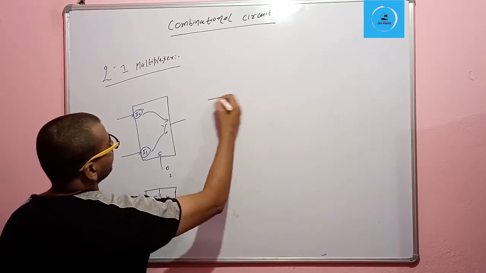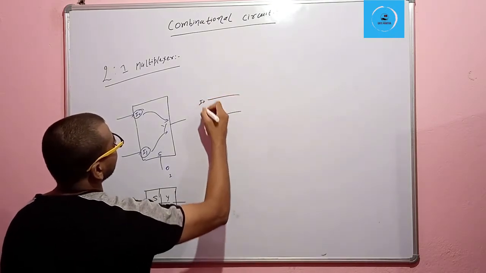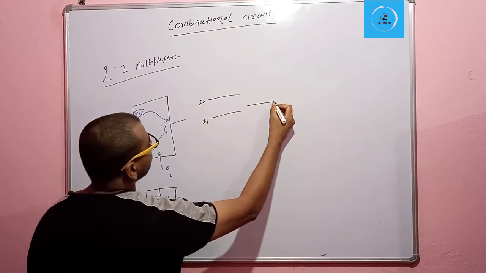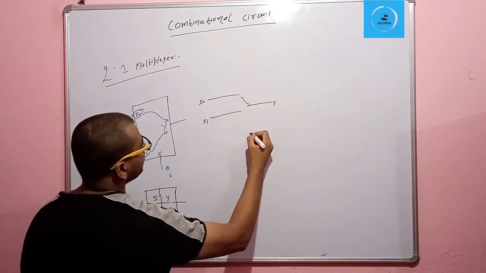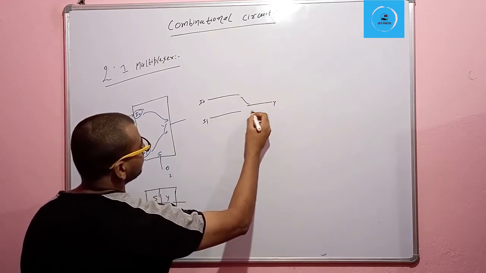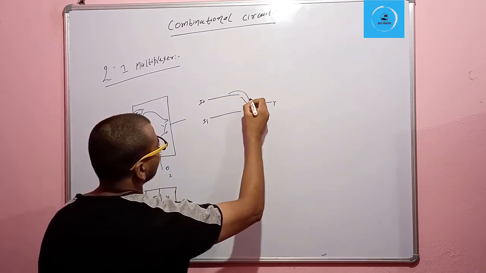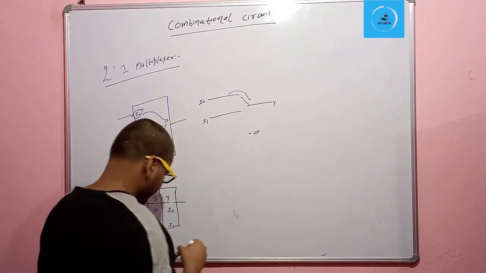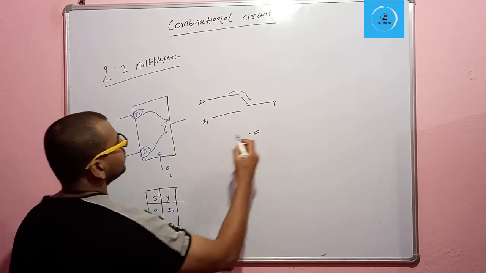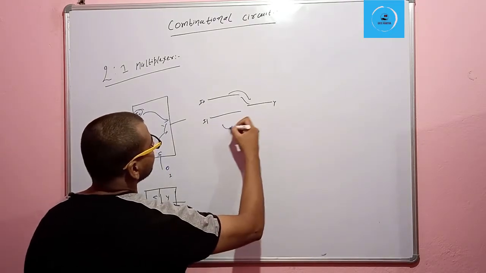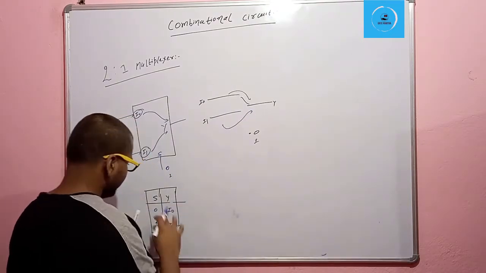We have seen already that this is I0 and this is I1 and this is switch Y. So if switch is 0, then I0 will be present at the output, and when the switch is 1, this I1 will be present at the output.